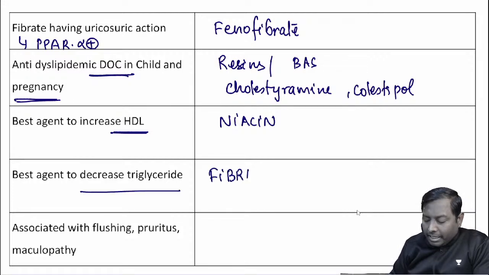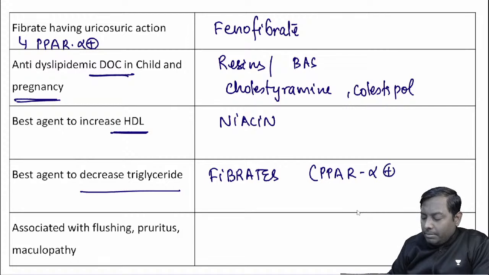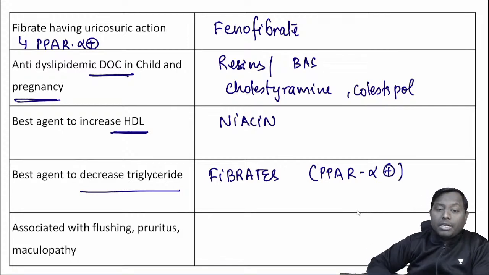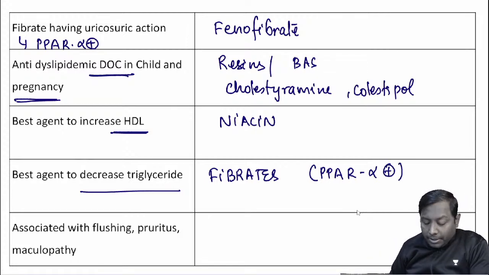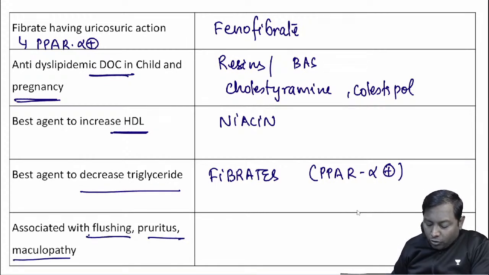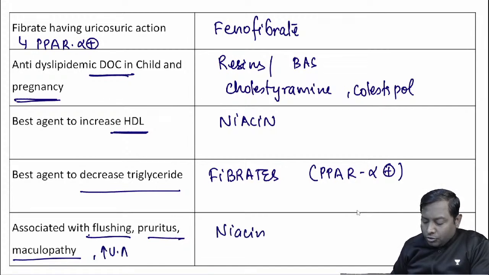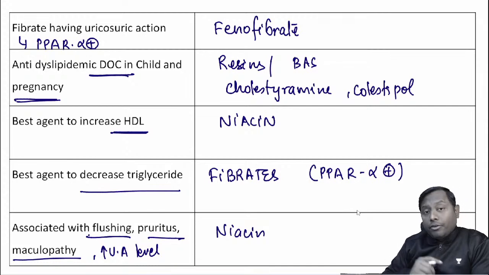And do remember the mechanism of action of fibrates. They are the PPAR, peroxisome proliferator activated receptor alpha. PPAR alpha acts as a nuclear receptor, and they increase the level of lipoprotein lipase. Associated with the flushing, pruritus, maculopathy, that will be again your niacin. Increasing the uric acid level. So the one that can increase the uric acid level will be niacin. The one that decreases the uric acid level will be fenofibrate.